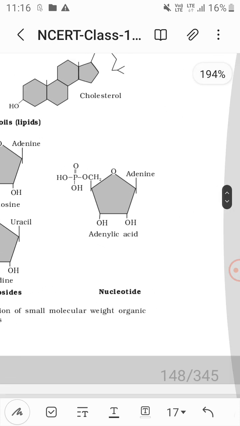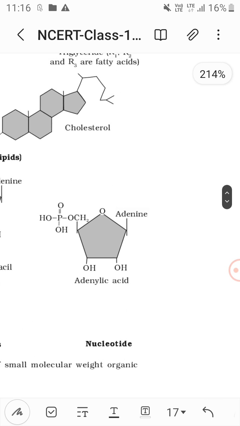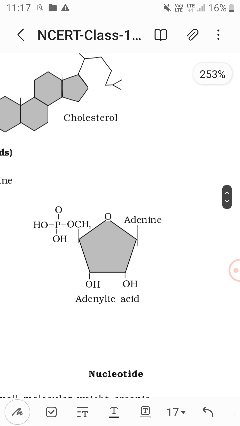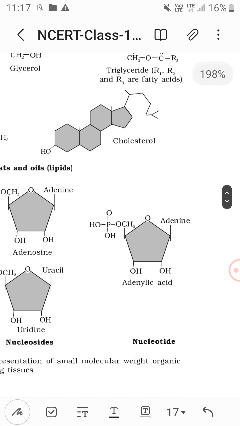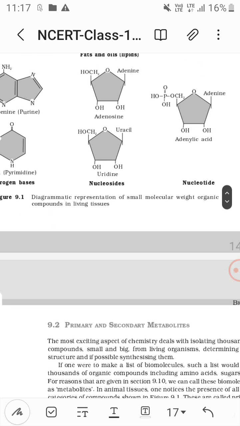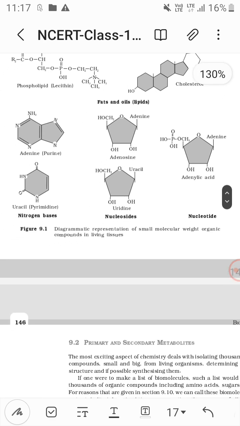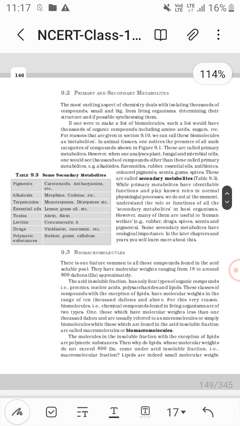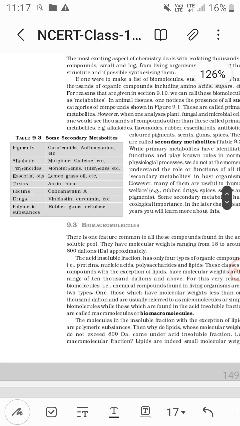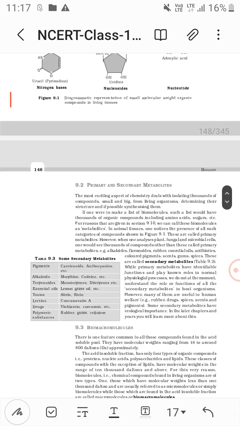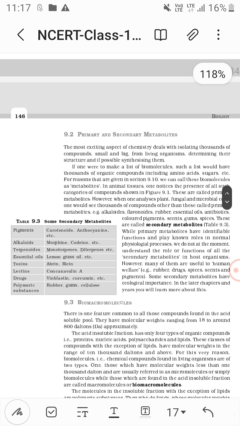Okay, and then nucleotide, you see adenylic acid, adenine, OH and phosphate and OCH2, OH and O. So these are the nucleotides. So this is the diagrammatic representation of small molecular weight organic compounds in living tissues. Now primary and secondary metabolites. So primary and secondary metabolites you see.